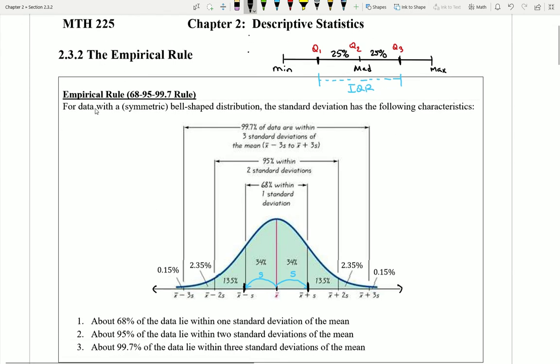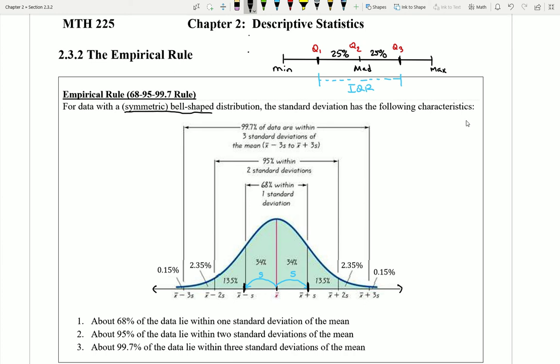We do this by using what we call the empirical rule, or what is sometimes referred to as the 68, 95, 99.7 rule. So let's take a look at what this rule says, just to get a sense of how we will use it in the problems to come. Here's what it says, and this is really important: for data with a symmetric or bell-shaped distribution, the standard deviation has the following characteristics.